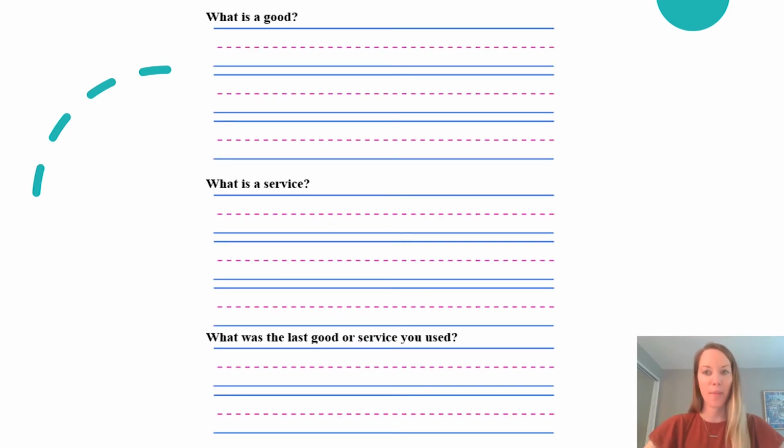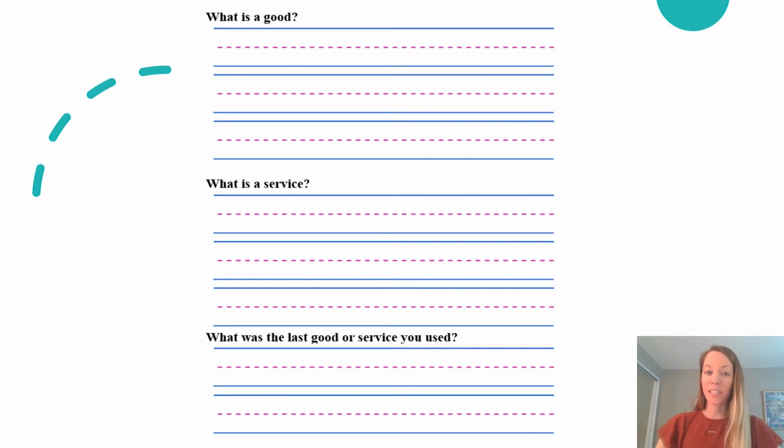So let's grab our learning packets, and I want you to write down your own definition of a good and a service. So our first question says, what is a good? Write down the definition of a good in your packet. The next question says, what is a service? We know services are different than goods, so go ahead and write down what a service is in your packet.